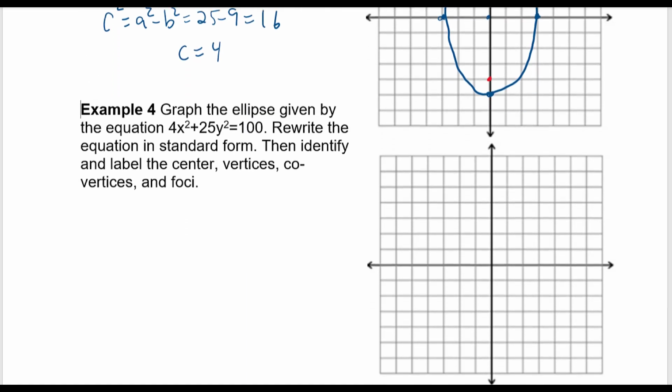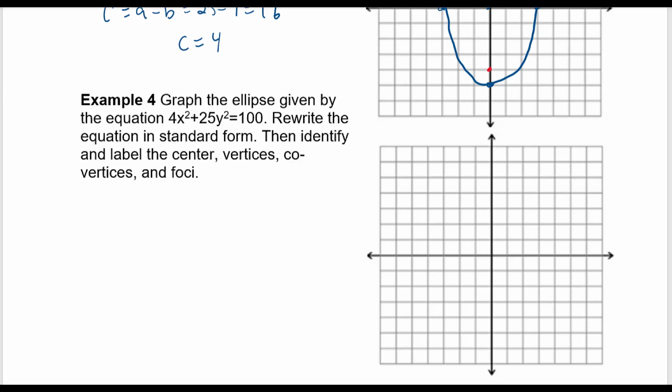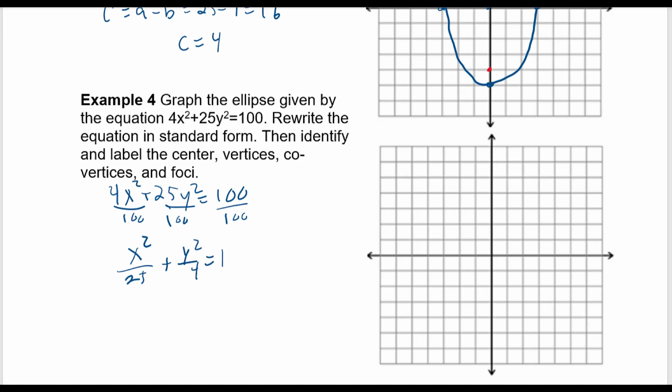And for number 4, graph the ellipse given by the equation 4x squared plus 25y squared equals 100. So rewrite the equation in standard form, then identify what we need to identify. So we have 4x squared plus 25y squared equals 100. So we can divide everything by 100 because it should equal 1. And that's going to give us x squared over 25 plus y squared over 4 equals 1. So our a squared is 25, so a must be 5. And obviously it's going to be stretched horizontally.